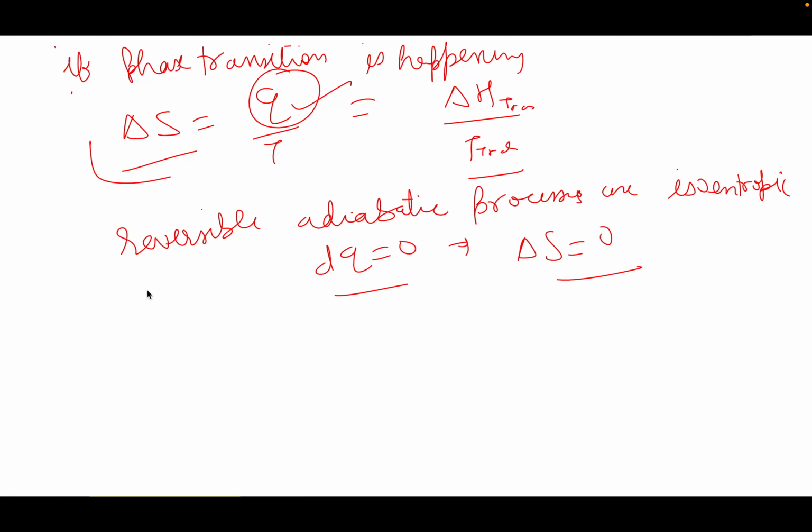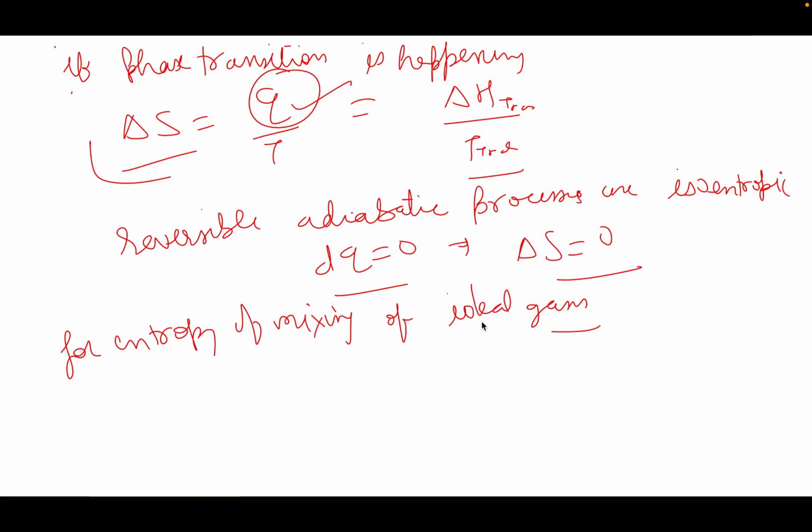Now entropy of mixing. For entropy of mixing of ideal gases, what do we use? Delta S of mixing is equal to minus nR summation xi ln xi. Xi is the mole fraction.